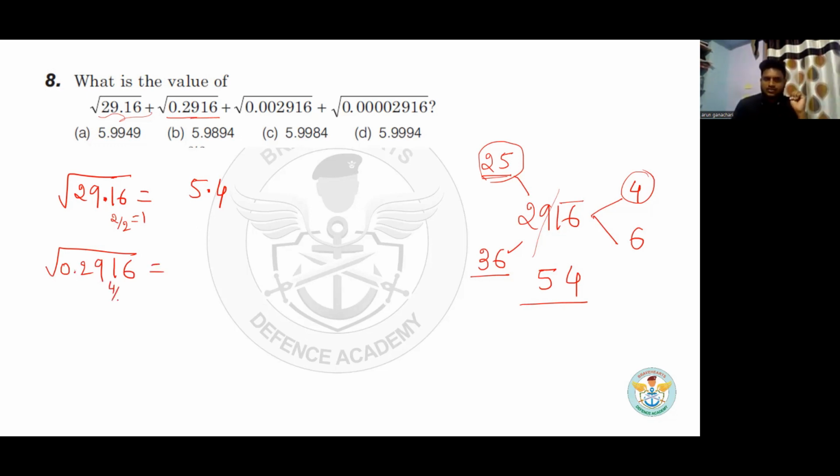So I have to divide this 4 by 2. So I have to get 2 digits after my decimal point. So 2 digits after my decimal point will be 1, 2. So the answer became 0.54.